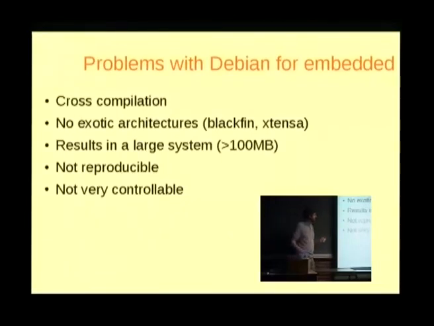An important problem is that it results in a large system. So a minimal Debian install is typically more than 100 megabytes. So yeah, you really have to do something about that. And then it's not reproducible. That is, to make it reproducible, you have to do some effort yourself. And it's also not very controllable. I'll explain that in more detail.